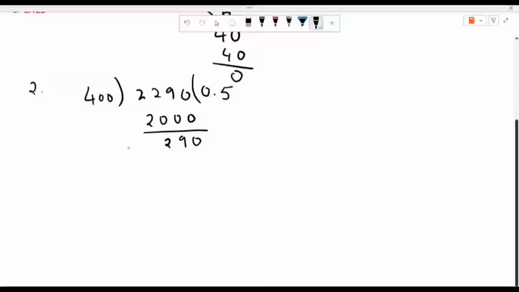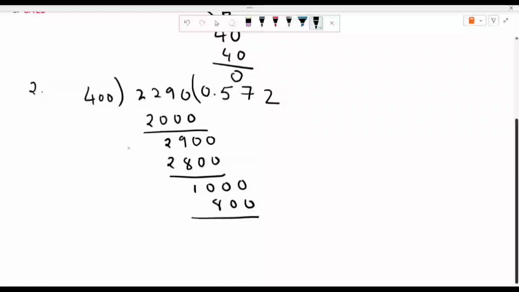290. Again this is a smaller number, and the decimal is there, so it will become 2900. Now it will go 7 times. 400 sevens will be 2800. Here you can see what will come, 100. Again 100 is the smaller number, so the decimal is there, so it will become 1000. Now 400 twos will come 800.